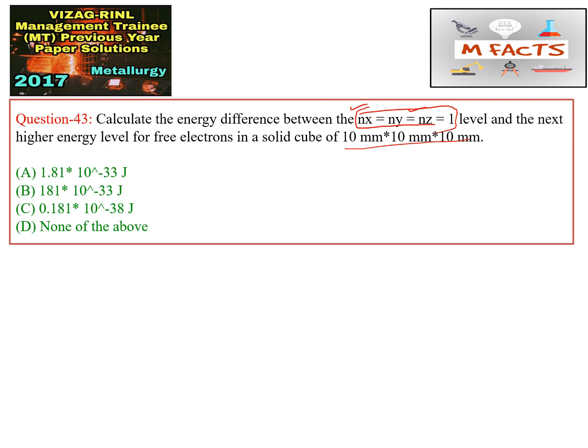We know this energy can be related through the quantum state number, that is E equals h square n square by 8 m L square, where L is the length, which we can get from the dimension, and n is the quantum state number in one dimension, that is 1D. This m is the mass of the electron, and h is Planck's constant.